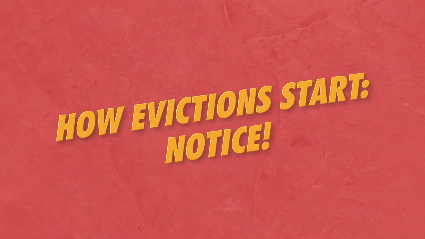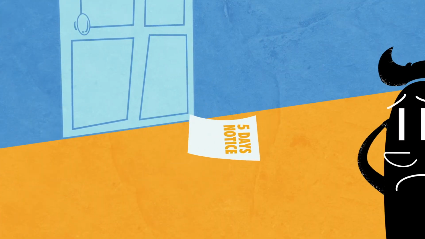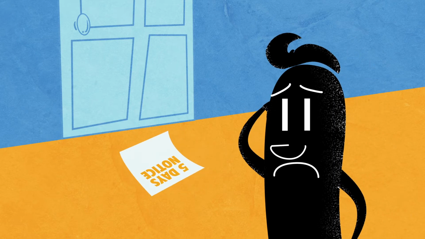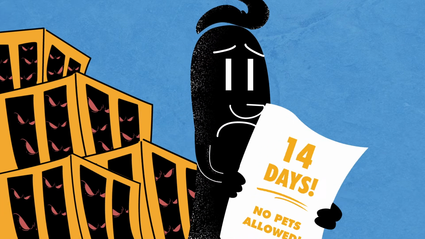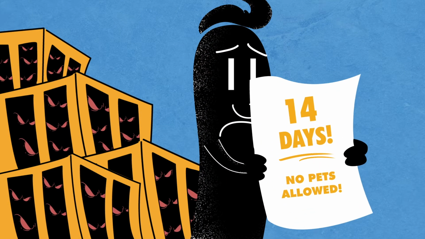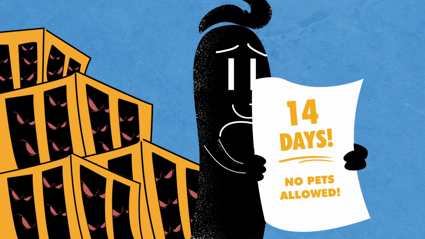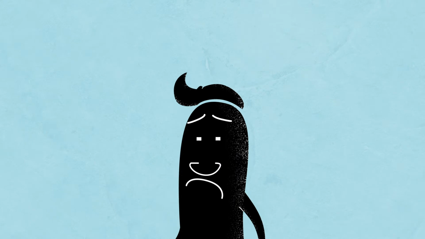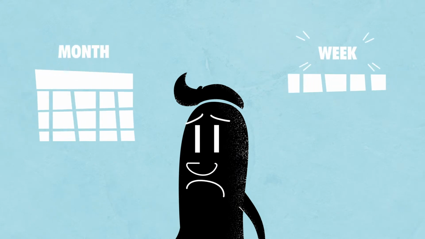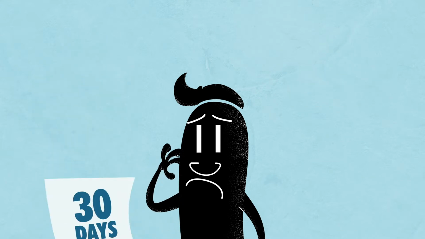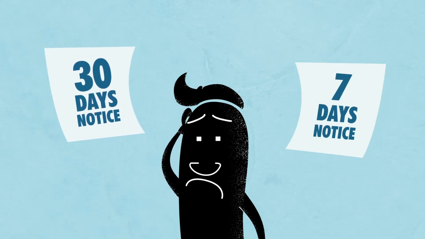How eviction starts: notice. For example, if you're being evicted for not paying rent, they need to send a 5-day notice telling you that they are planning to evict you. If you violated your lease, so long as the violation doesn't affect health and safety, they must send you a notice giving you 14 days to fix the problem. If your lease term expires, the landlord doesn't need to give you notice unless you're on a month-to-month or week-to-week lease, in which case the landlord needs to give you 30 days or 7 days notice that the lease won't be renewed.